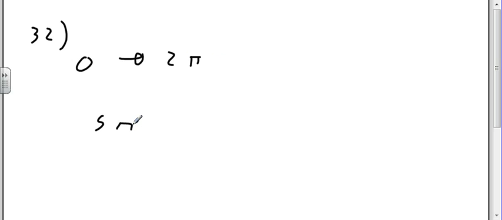All right. So we want to go 0 to 2 pi. This is 32. We have the sine of theta is square root of 3 over 2. And we're using the table on the other side, table 10-4. Square root of 3 over 2 is pi over 3. Am I done? Is that right?